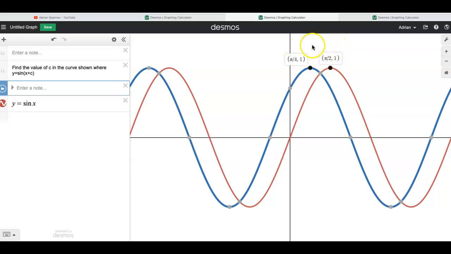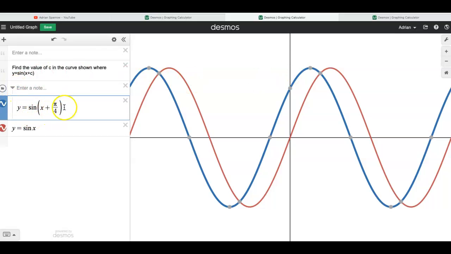So if I move to the left, it means I've added on. I've added on if I go to the left. And what have I added on? Well, I've got to do pi over 2 minus pi over 4 to give me pi over 4. So what I've done is I've added on pi over 4 to move it in that direction. Let's just take a look. There we go, pi over 4.